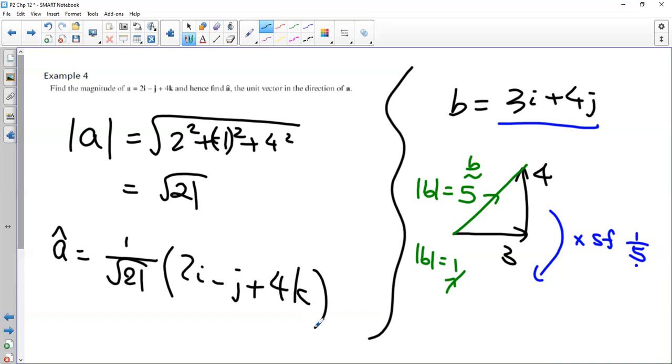We're going to leave it like this. You can do root 21, you can rationalize it, which makes it root 21 over 21, but it doesn't really matter. So that's what unit vector means. Unit vector essentially means shrinking the distance back to 1.